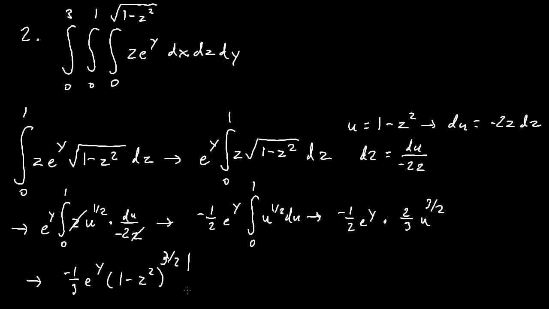Now let's evaluate from the z bounds of 0 to 1. I'll write the constant first, negative 1/3 e to the y times, now when I plug in 1 for z, we'll get 0, minus, when I plug in 0, we'll get 1 to the 3/2 or 1. Now 0 minus 1 is negative 1, the negatives will cancel, and so we're left with 1/3 times e to the y.